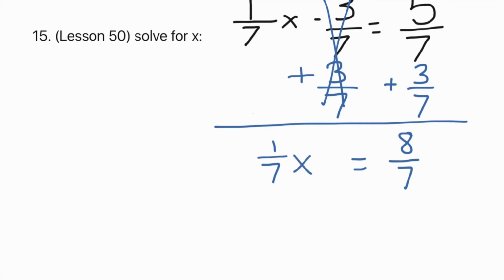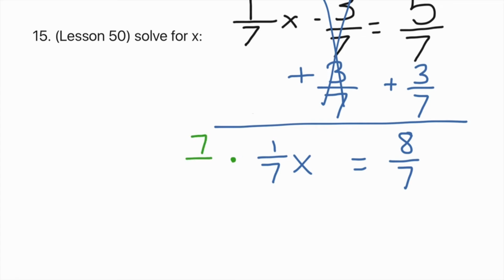Now, from this point, we have 1/7 times x. Normally, we would divide because division is the opposite of multiplication. However, we never divide by fractions. We wouldn't divide by 1/7. Instead, if you think back to your rules, when we divide fractions, we actually flip the fraction and multiply. So again, instead of dividing by 1/7, we're going to multiply by 7/1, or just the reciprocal of 1/7.